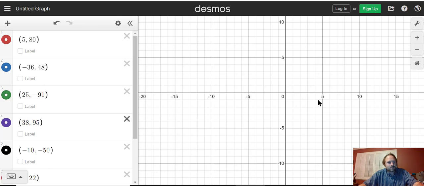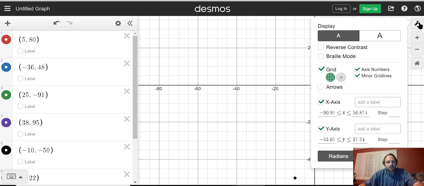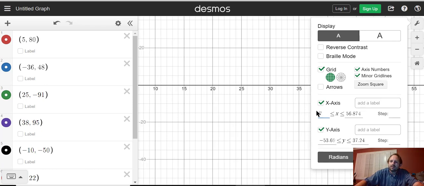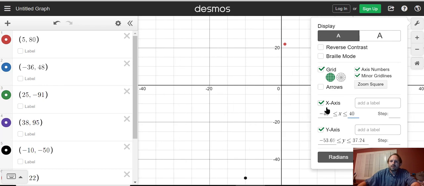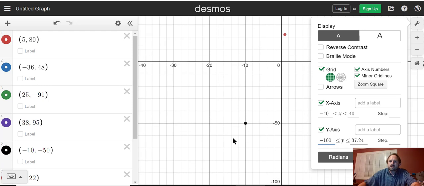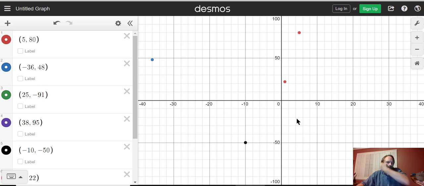At the moment, these are all graphed, but you can't tell until I zoom out. So there's a reason why we want to have certain bits of data. Alright, so I already said I want to go from negative 40 to 40. And I want to go from negative 100 to 100. Now if I do this, I should be able to see all the points. These are all the points. I can read them for the most part, and it's good.